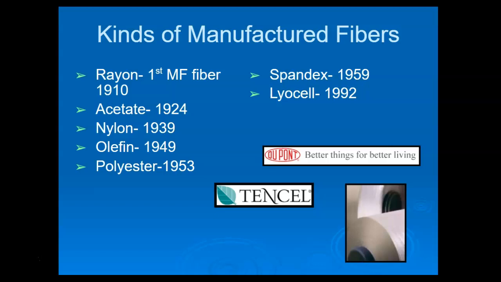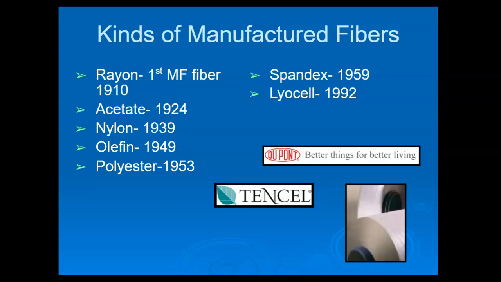Polyester is used in almost everything. Polyester is the one manufactured fiber that is easily blended with other fibers or natural fibers and it's also inexpensive to blend. So that's the one that you're going to see the most, the manufactured fiber that you're going to see the most blended with your natural fibers.